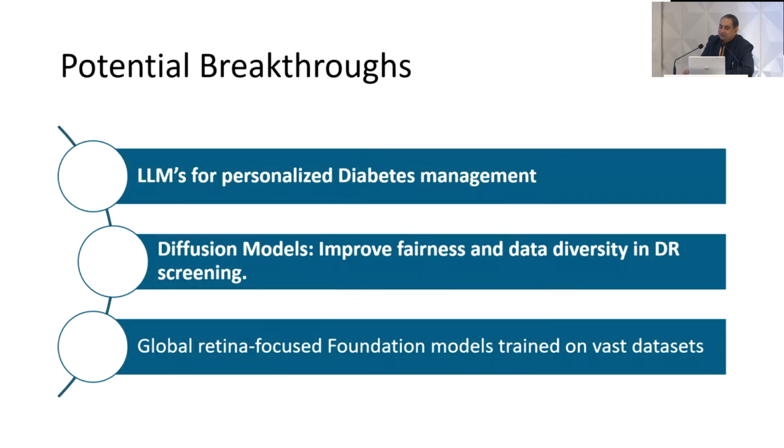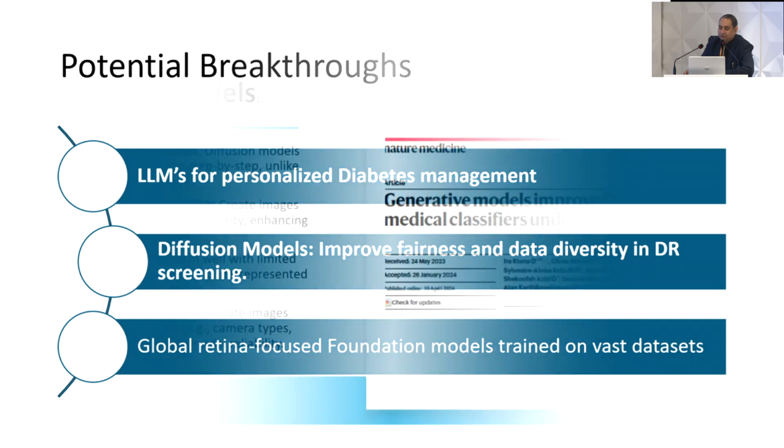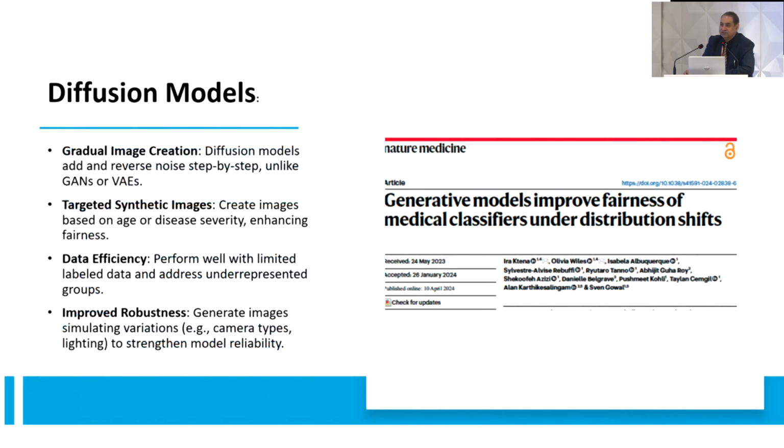There are now many diffusion models coming up which can actually give a more fair diversity. Diffusion models have been used in dermatology a lot; these are generative AI that generate images, and using these you can target synthetic images. If you want less age or more severe diseases, you can generate based on that, so that your data is more complete and you can get a better AI algorithm.